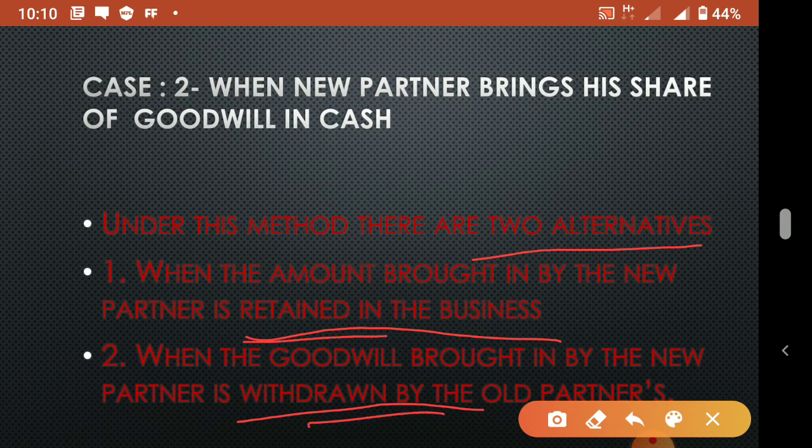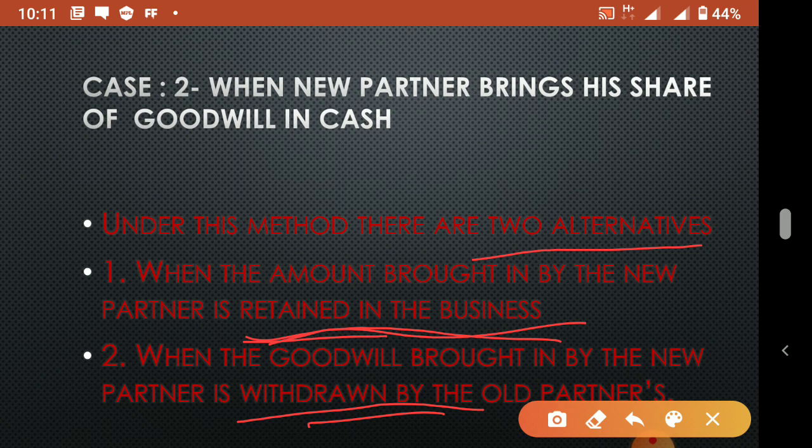If they retain, only transferring it and keeping it in their capital account, that is called what? Retained in the business. Means that money will be available in the business. Suppose 20,000 is the amount of goodwill brought in by the new partner C. A and B are the old partners. So if their sacrificing ratio is equal, so 20,000 will be shared by A and B in the ratio of 1:1. So 10,000, 10,000. This 10,000, 10,000, they will put in their capital account.